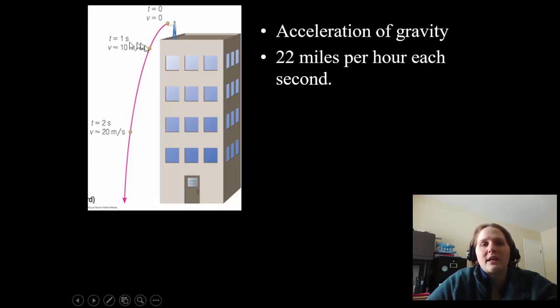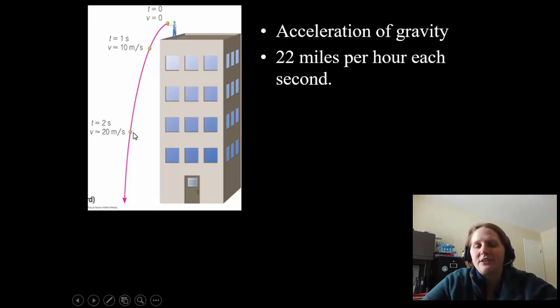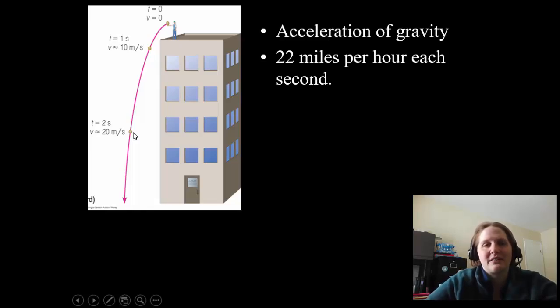If you go another second, gravity is allowed to make it free fall for another second, it will speed up another 22 miles per hour. So it'd be going 44 miles per hour. Right? In real life, air resistance will start to matter the faster it goes. But in basic physics problems, often we just say, pretend there's no air resistance. How fast is it going when it hits? For each second, you add on 22 miles per hour.